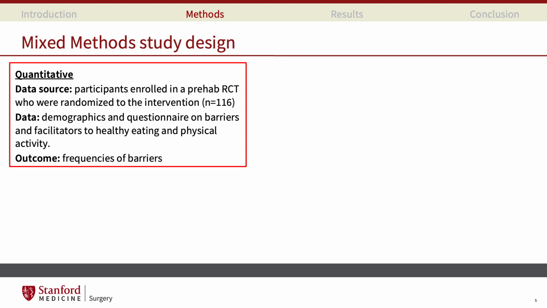findings. Our study was nested in a prehabilitation randomized controlled trial, and our patient population consisted of patients who were randomized to the intervention arm. So patients who were going to receive prehabilitation through a mobile app on their phone. For the quantitative part, these patients answered a questionnaire about barriers to physical activity and healthy eating.